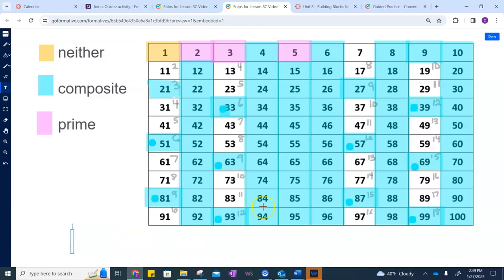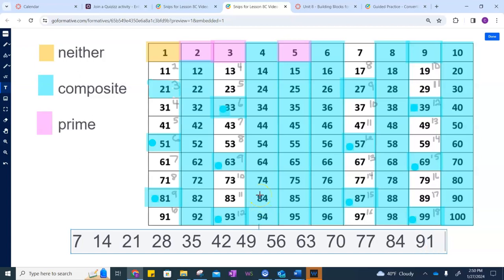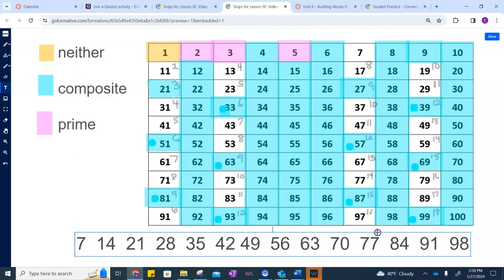So to skip count by 7, we go 7. 7 times 1 is 7, 7 times 2 is 14, 7 times 3 is 21, 7 times 4 is 28, 7 times 5 is 35, 7 times 6 is 42, 7 times 7 is 49, 7 times 8 is 56, 7 times 9 is 63, 7 times 10 is 70, and 7 times 11 is 77, 7 times 12 is 84, 7 times 13 is 91, and 7 times 14 is 98. So I wanted to get all the way through to as close to 100 as I can without going over, and that would end my list.